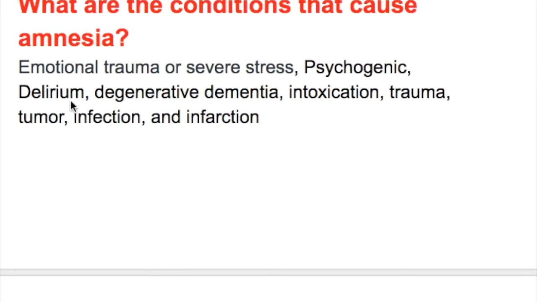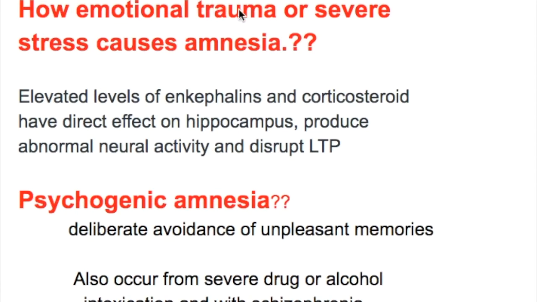What are the conditions that cause amnesia? Emotional trauma or severe stress, psychogenic causes, delirium, degenerative dementia, intoxication, trauma, tumor, infection, and infarction can cause amnesia. How does emotional trauma or severe stress cause amnesia? Elevated levels of enkephalins and corticosteroids have a direct effect on the hippocampus and produce abnormal neural activity and disrupt long-term potentiation.